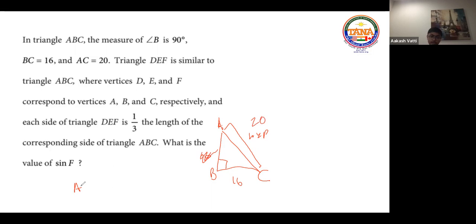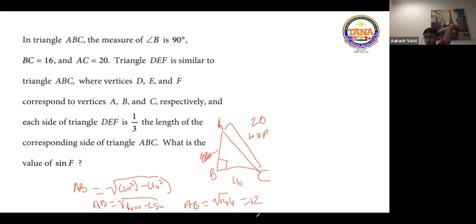20. And then you know that AB, because of the Pythagorean theorem, has to equal the square root of 20 squared minus 16 squared, which should give you 400 minus 256. So AB equals the square root of 400 minus 256, which is AB equals the square root of 144, which is the same thing as 12.